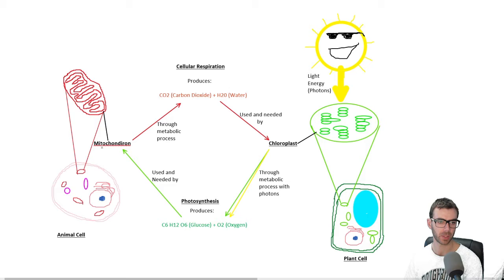Here are the chemical components of it: C6H12O6 and O2, which is used and needed by the animal cell. Within the animal cell is the mitochondrion. That's what uses these nutrients here to produce, through its metabolic process, CO2, which is carbon dioxide, and water, H2O. That process is called cellular respiration, and those components are used and needed by chloroplasts. And that's just a beautiful cycle of energy here. One provides food for the other.